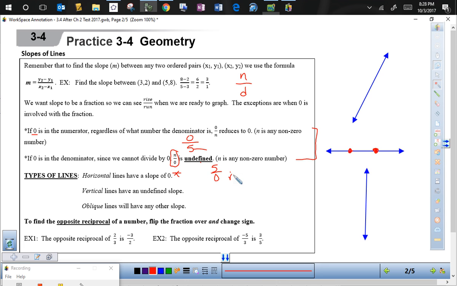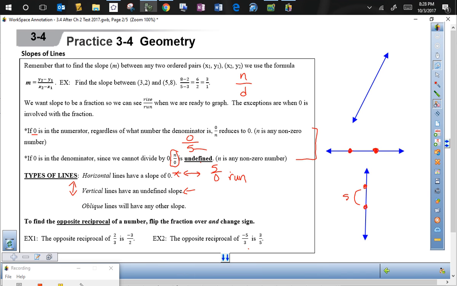Now 0 stands for our run here. It means I can go up 5, but I'm not going over any at all. That looks like our graph here. We went up 5, but we didn't go right or left any. So an undefined slope is going to be a vertical line, up and down. If you don't know this already, make yourself a note: horizontal lines go left to right, straight across. Vertical lines go up and down.